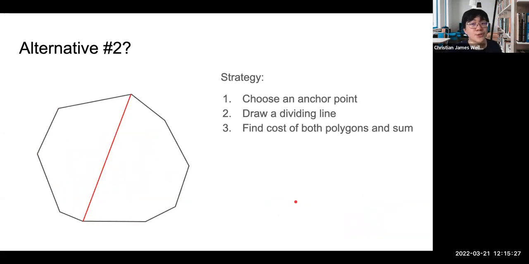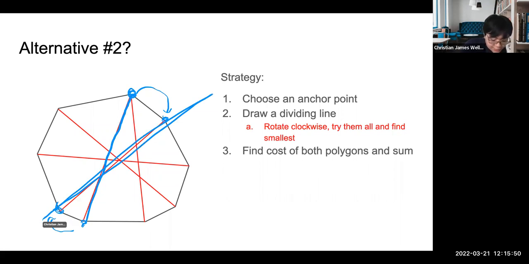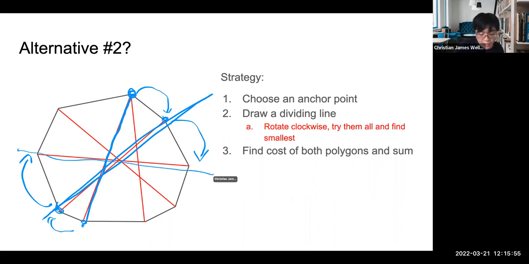Okay, an alternative 2, right? Again, you choose an anchor point and draw a dividing line. But instead of drawing it like that, what I do is I rotate clockwise. So for example, this is the first one, and then you move this point over here, and this point over here. Then again, you move this point over here, and this point over here, making another dividing line. So try them all and find the smallest.